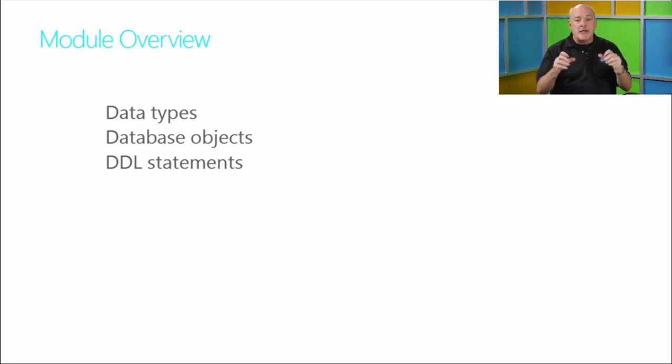So we'll look at data types. We'll look at database objects. We're just going to mention a few of them, the most commonly used objects. And then we'll look at DDL, data definition statements. These statements are used for defining new objects. We'll introduce the statements associated with DDL, and then we'll use a couple of those statements just to show you how they all work together.